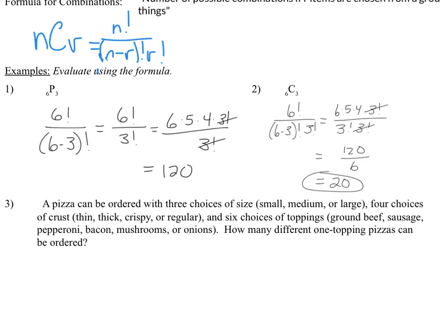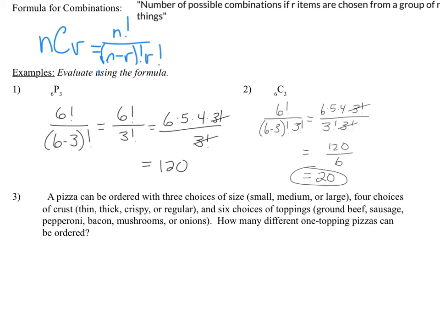All right, let's take a look at example 3. So here we have the situation where a pizza can be ordered with 3 choices of size, small, medium, or large, 4 choices of crust. We have thin, thick, crispy, regular, and then we have 6 choices of topping. How many different one-topping pizzas can be ordered? Well, I really need to think about how many different of each option do I have. Well, I have 3 different sizes. I have 4 different crusts. And I have 6 options for one topping.